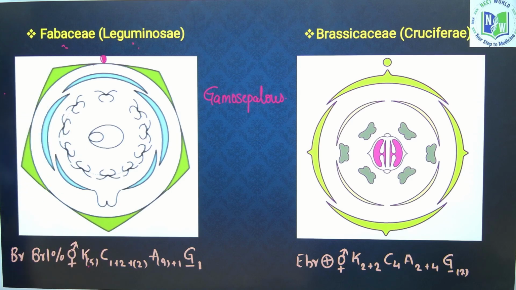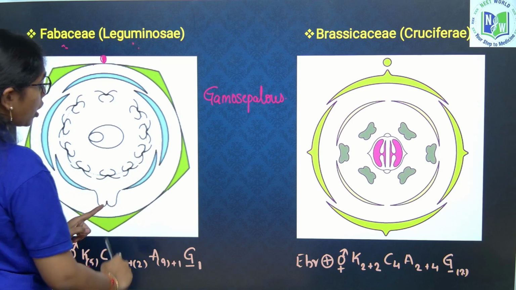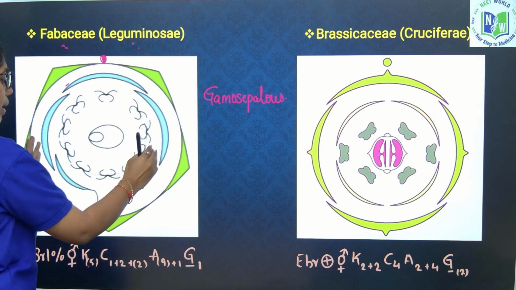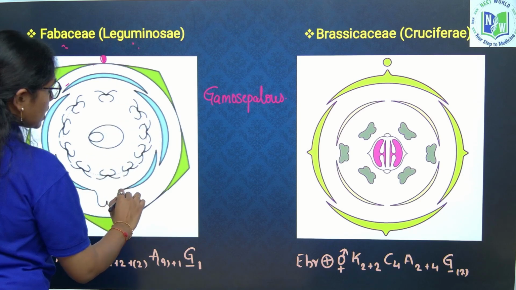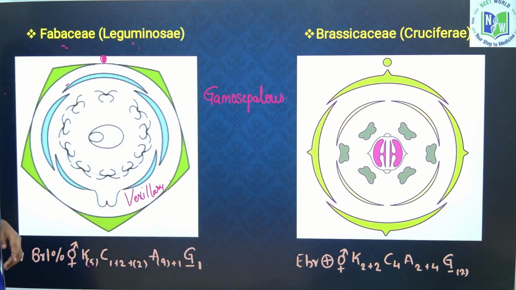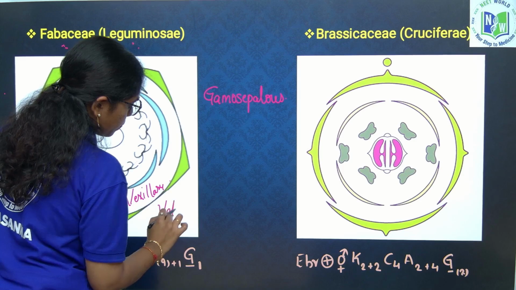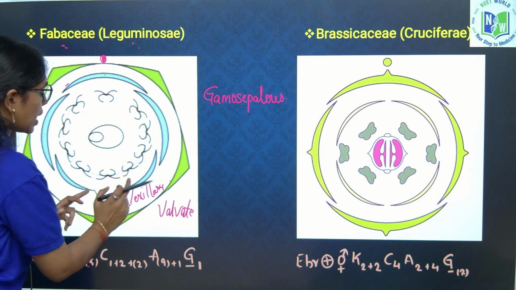Next to calyx you will have corolla. Corolla has 1 standard petal, 2 wing petals, and 2 fused keel petals, which follow vexillary aestivation. What is the aestivation? Vexillary aestivation. Whereas sepals will follow either valvate or imbricate aestivation. Based on this floral diagram, it is valvate aestivation. Okay, clear? So yes, this is vexillary aestivation: 1 standard petal, 2 wing petals, and 2 keel petals.